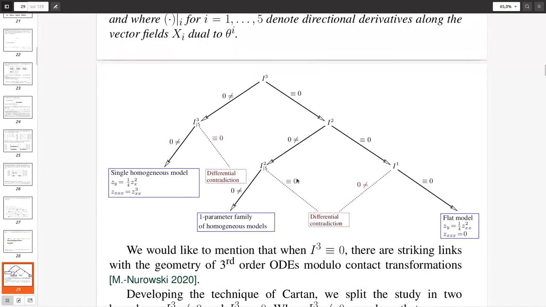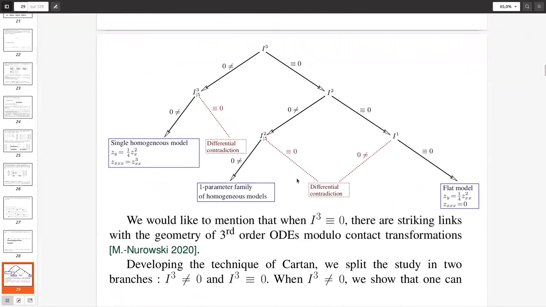So now is what I wanted to present, and I will stop in a few seconds about this description of results. We were able to have a full branching diagram which leads to homogeneous models or not. Some branches lead to a differential contradiction, and we don't have homogeneous models.